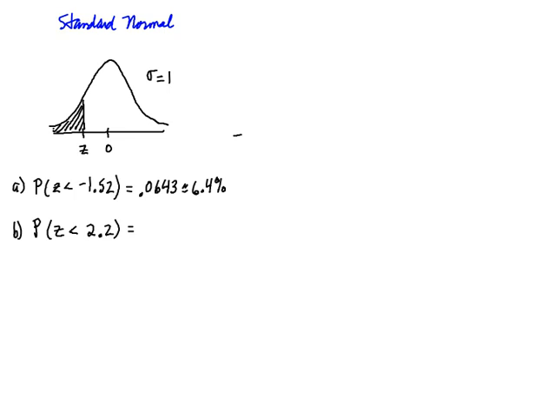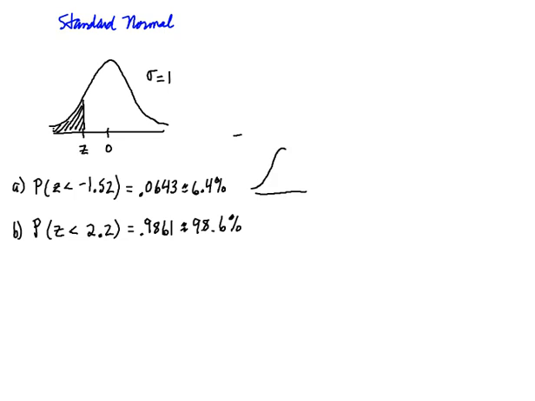So I see the probability there is 0.9861, which is approximately 98.6%. So 98.6% of the values in a normally distributed data set will have z-scores less than 2.2. Okay? Or if I reach into a normally distributed data set and pick out a value, what's the probability that that value's z-score is less than 2.2? It's 98.6%.